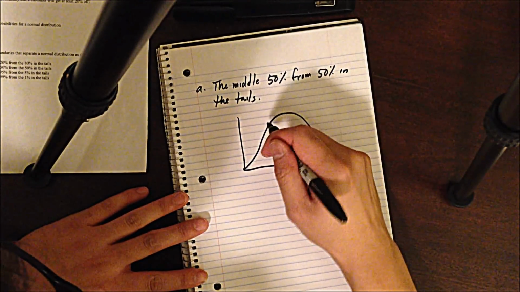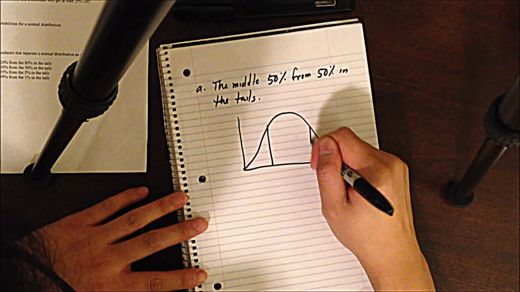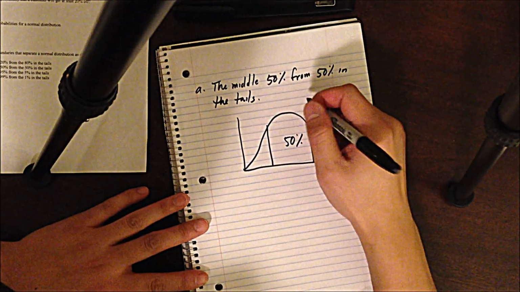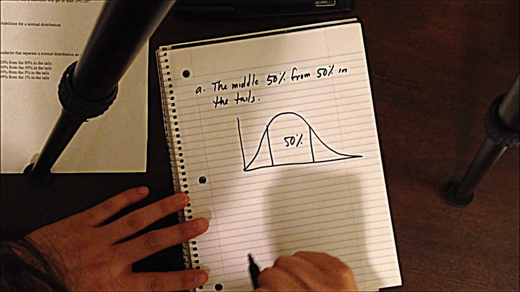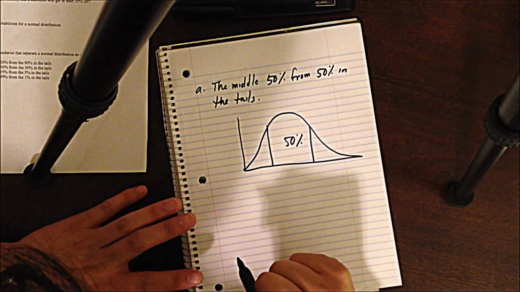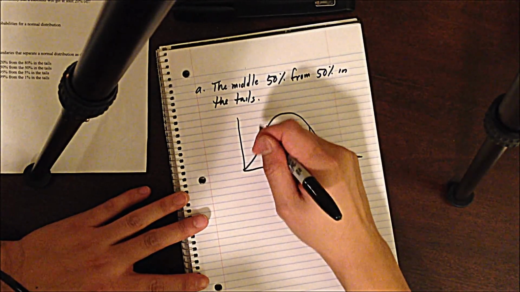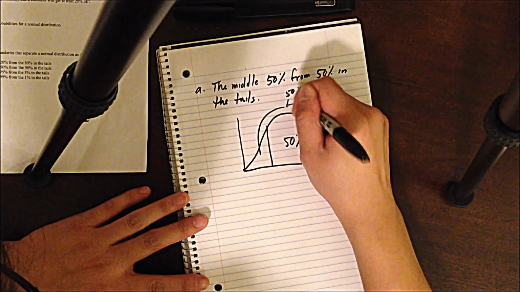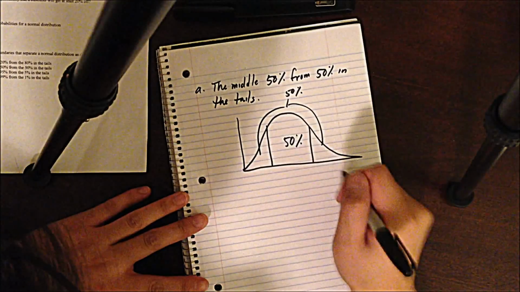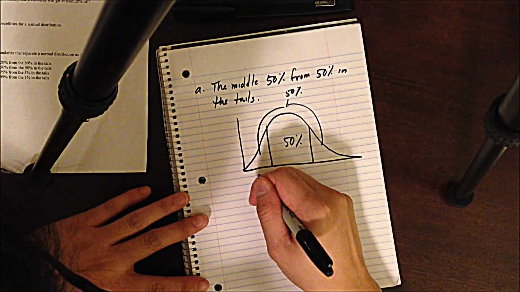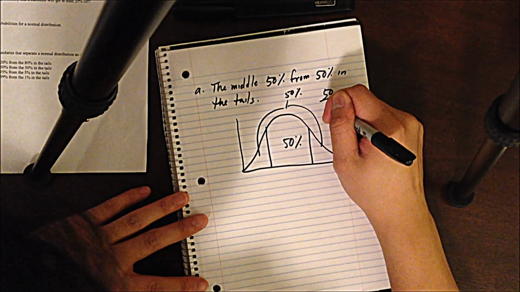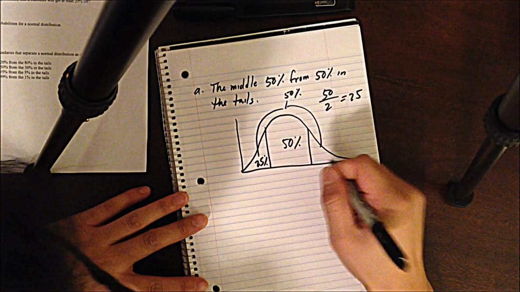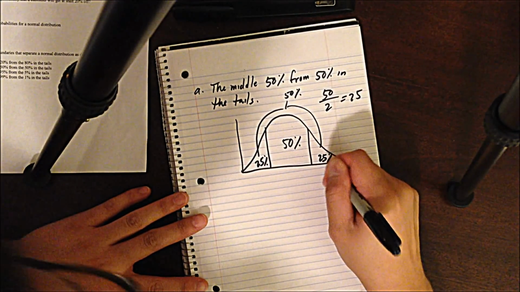Okay, so let's say our middle portion is 50%. So we know that we have 50% left in the other two sections. These two sections together equal 50%. So let's divide the two sections equally. 50 over 2 equals 25. So this portion is 25, and this portion is 25.